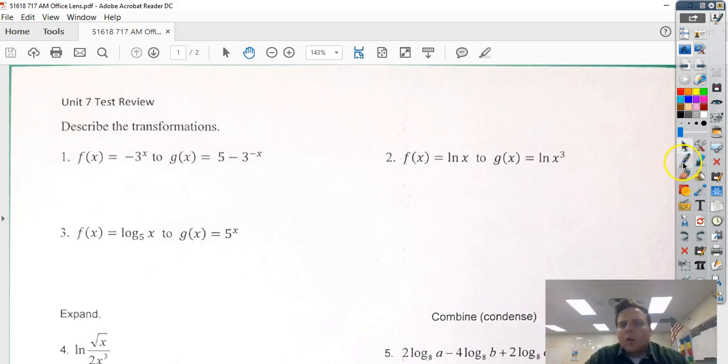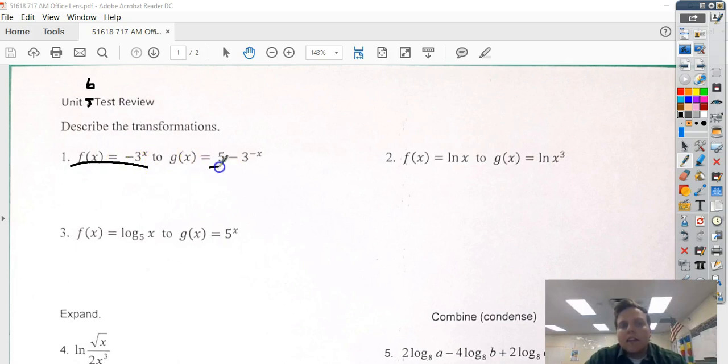Hey guys, we're going to work on the Unit 6 review. I know on the paper it says Unit 7, but it's really Unit 6. Okay? So the first two questions are just transformation questions. It gives us, be very careful and look at what it gives us. It gives us a function negative 3 raised to the x. So this is an exponential function that already has the negative involved.